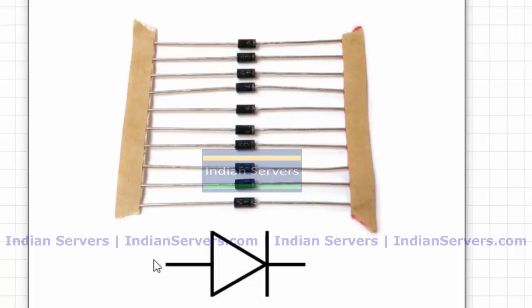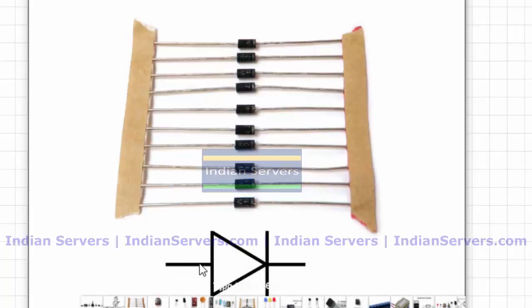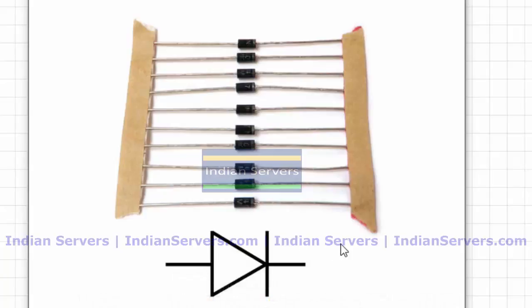So this is the symbol of diode, where diode will have two terminals. One is anode and another one is cathode. So now we will see how to identify the terminals of diode.